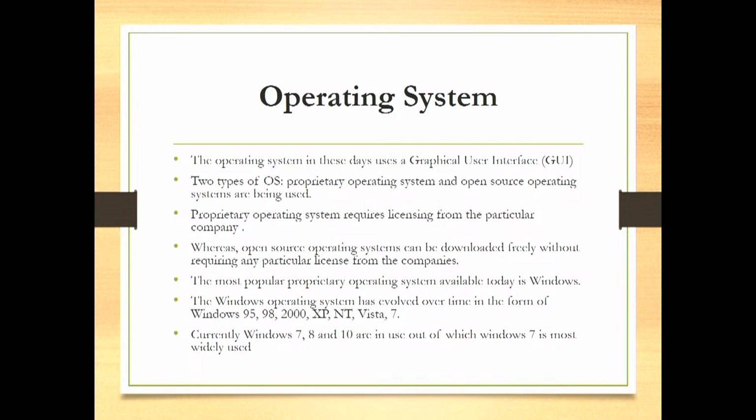While nowadays there is a lot of facility available for open source operating systems, that is freely available operating systems where you can just download it free and use it. There is no need of proprietary licensing in those operating systems. Now, the most popular proprietary operating system is Windows. There are various versions of Windows, that is 95, 98, Windows XP, NT, Vista, and now the popular recent version is Windows 11, and currently Windows 7, 8 and 10 are also used by many people.